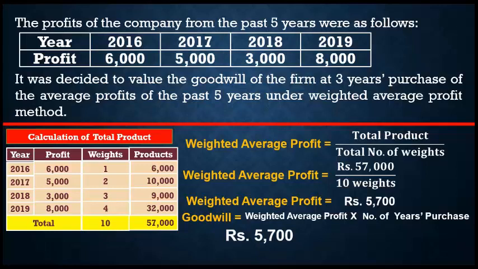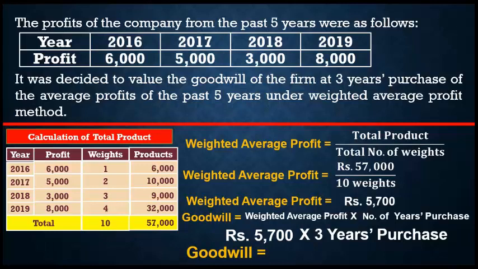Goodwill is equal to weighted average profit, rupees 5,700, into number of years purchase. In this problem, he stated he wants to purchase 3 years, so into 3 years purchase, already stated in the problem. Goodwill is equal to 5,700 into 3 years purchase.